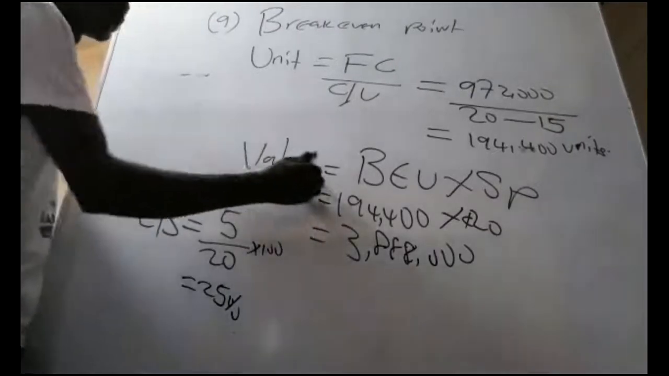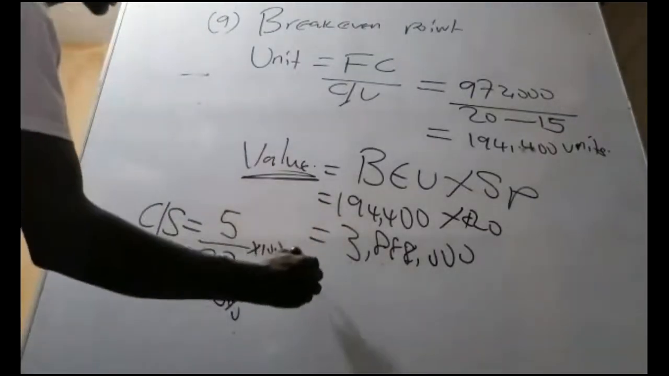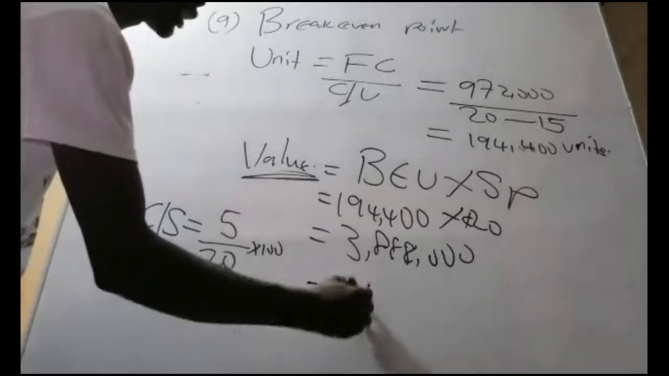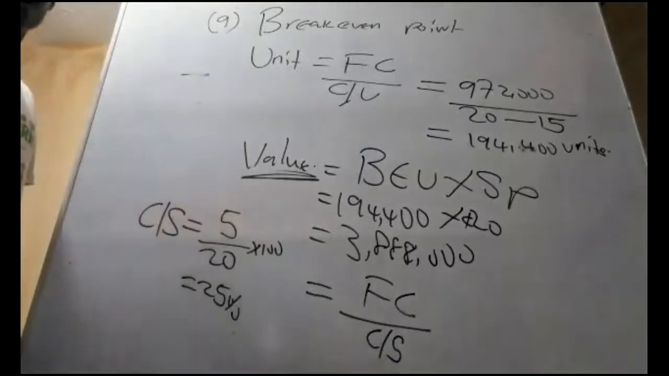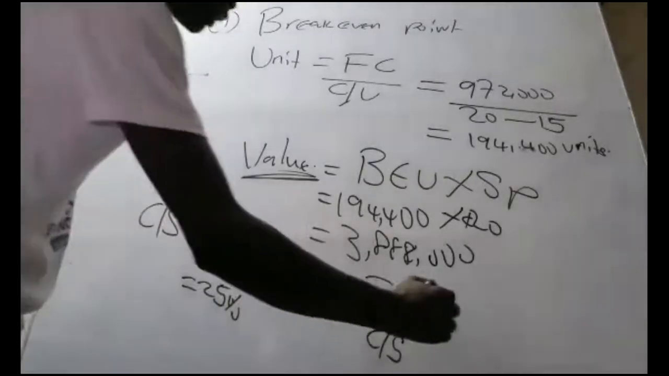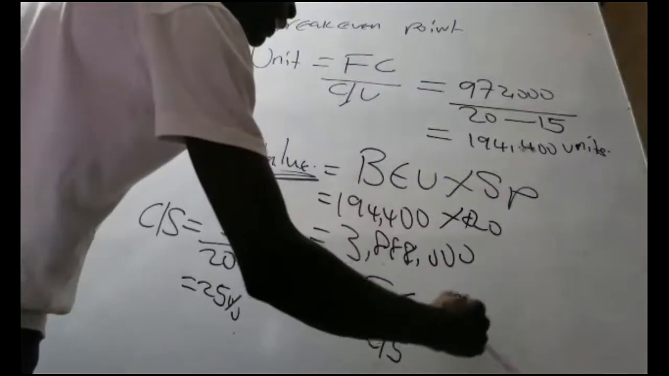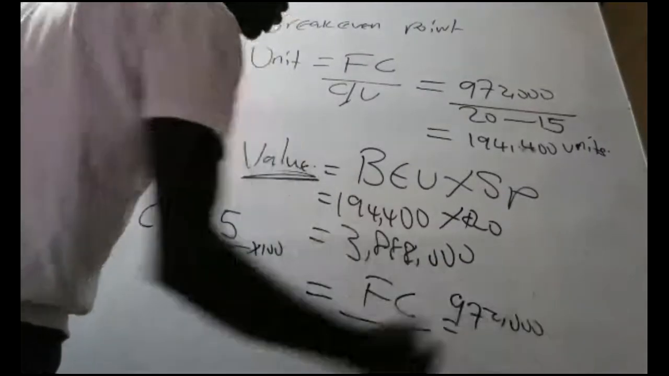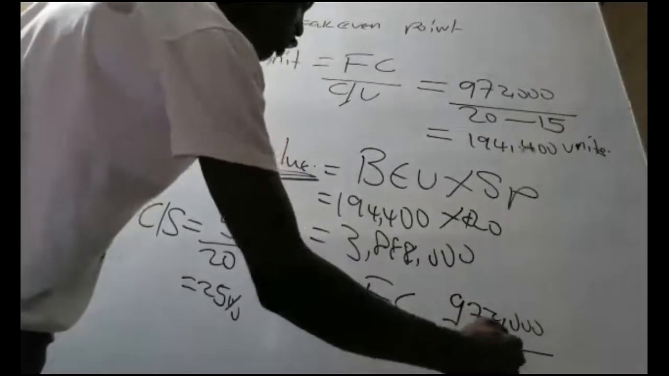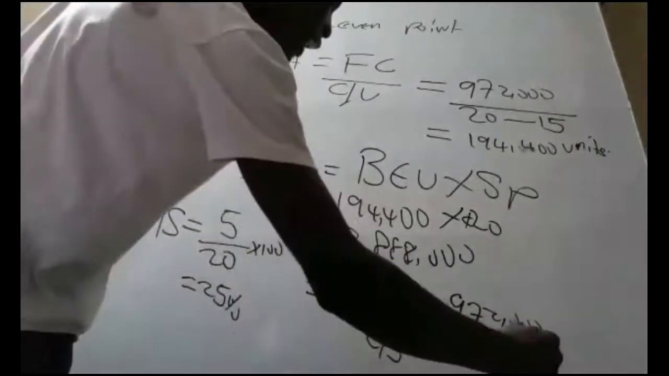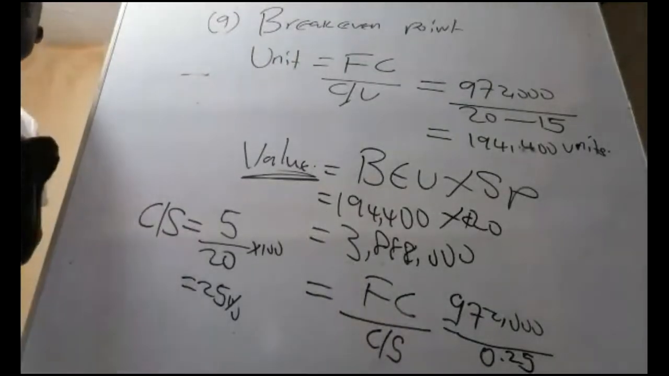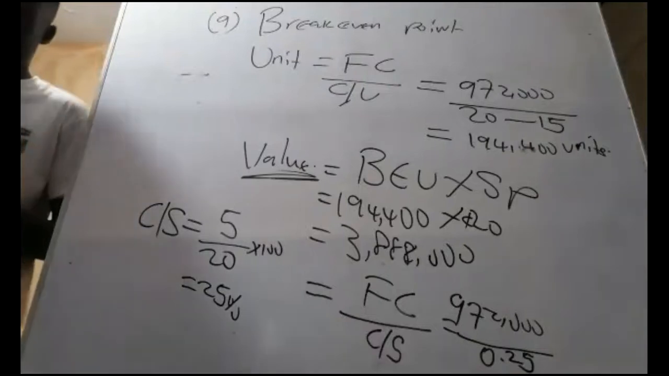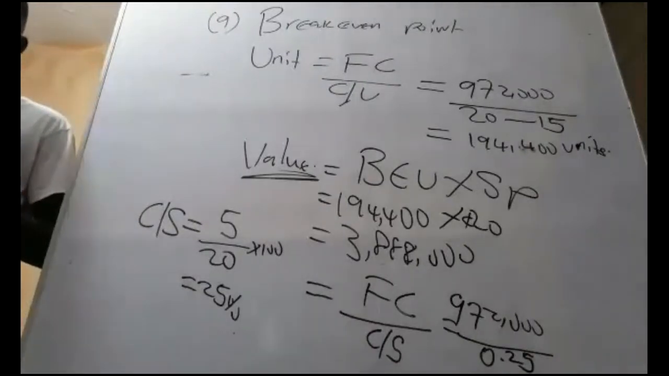Alternative for the value, we said that the value can also be equal to the fixed cost divided by the CS ratio. So the fixed cost here is still 972,000, all divided by CS ratio of what? 0.25. The answer must be the same as this if we calculate it. Is it the same? Good.